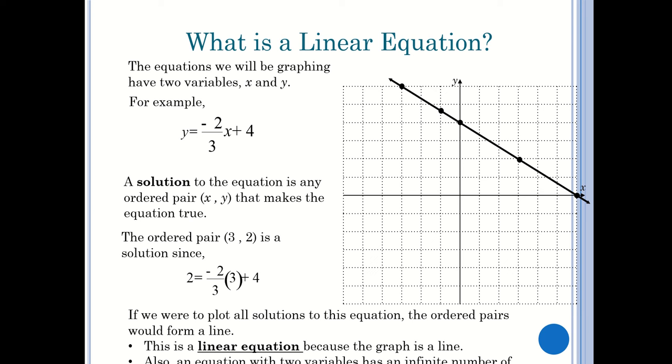If we were to plot all solutions to this equation, the ordered pairs would form a line. This is a linear equation because the graph is a line. Line, linear, and an equation because this is an equation. So that is the equation of this line over here to the right. Also, an equation with two variables has an infinite number of solutions.